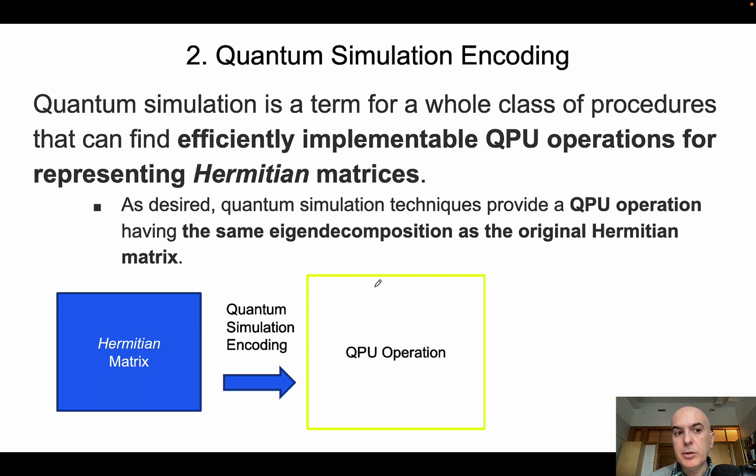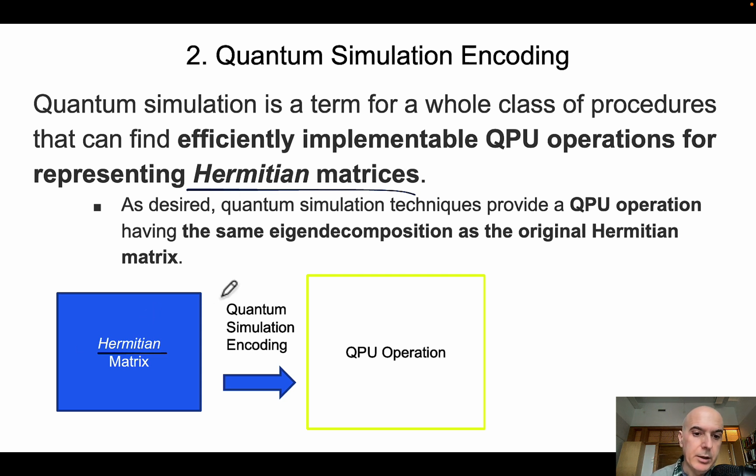Quantum simulation encoding is a term for a whole class of procedures that can find efficiently implementable QPU operations for representing Hermitian matrices. So we said that they're good for a certain class of matrices. This class is the Hermitian matrices. As desired, quantum simulation techniques provide a QPU operation having the same eigendecomposition as the original Hermitian matrix.